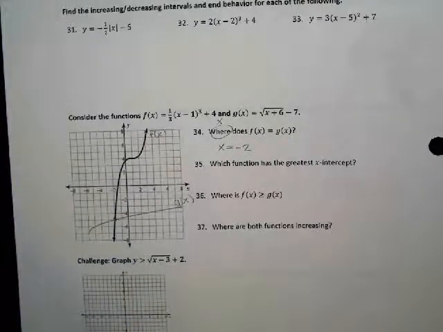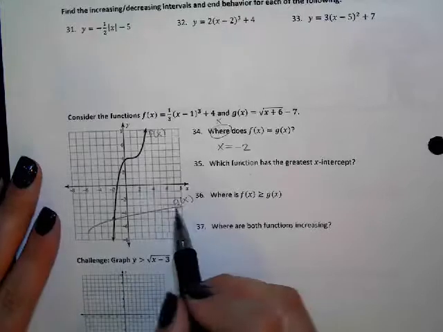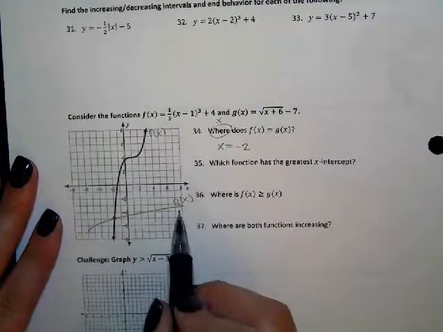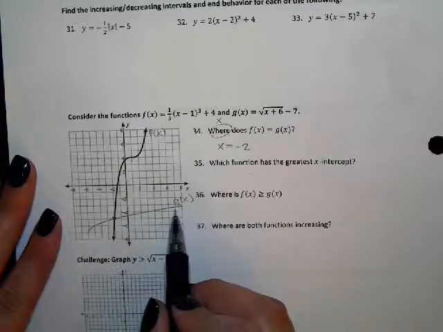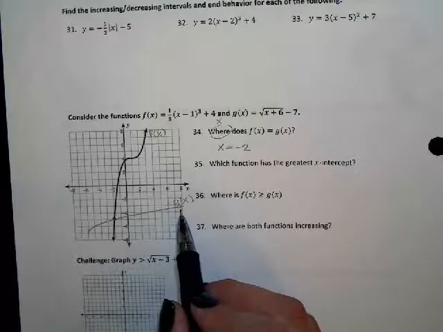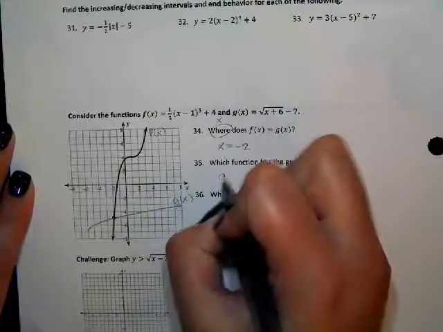It doesn't ask for what it is. It just asks which one's biggest. G of x. It's off the screen, but this one, f of x, has a negative x-intercept. G of x has a positive x-intercept that's way off the screen. By default, without even doing any math, I know g of x is bigger just because it's positive. I don't even have to do any work. G of x is greater for sure. Okay.